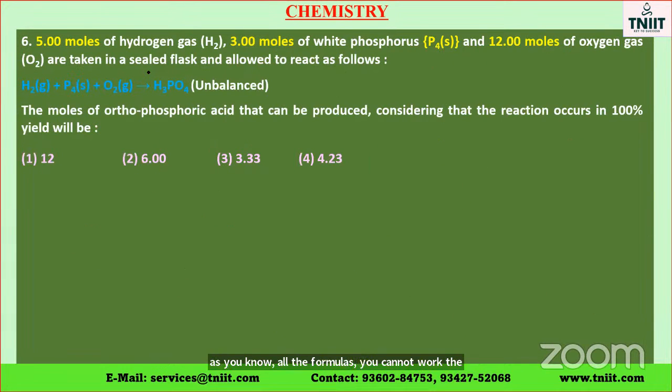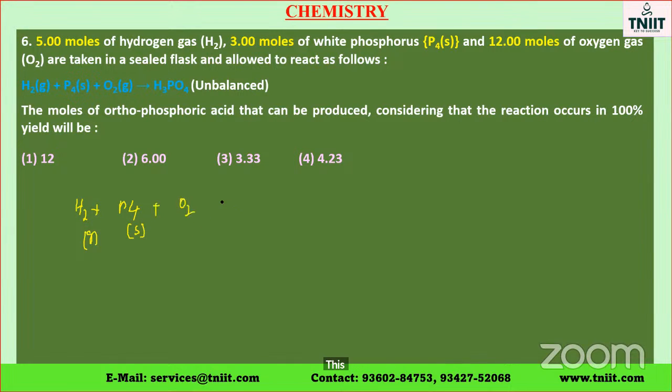Next question. 5 moles of hydrogen gas, 3 moles of white phosphorus, and 12 moles of oxygen gas are taken in a sealed flask and allowed to react as follows. So it will be H2 plus P4. Hydrogen is a gas, phosphorus is a solid, plus oxygen, which is a gas, and we get phosphoric acid, H3PO4.